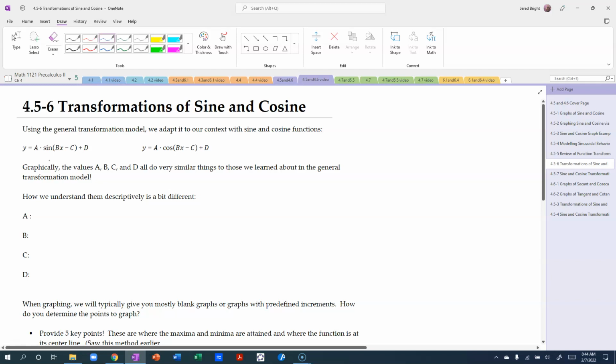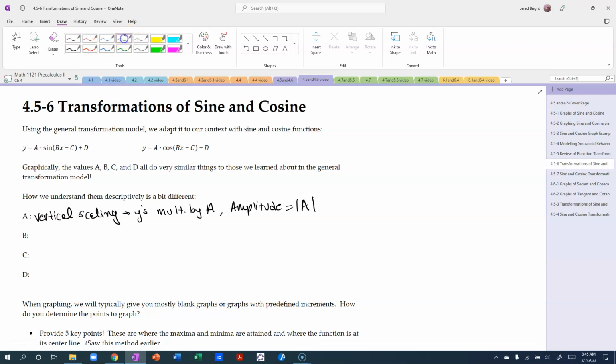Now, A, B, C, and D function very similarly to what we know about general transformations, with the exception of one. First of all, A is still our vertical scaling. With this, we just take the y's and multiply them by A. And from this value, we also get the amplitude of at least sine and cosine by taking the absolute value of A.